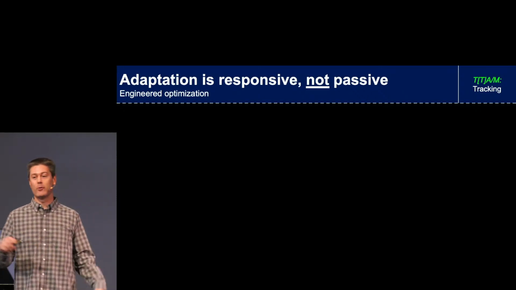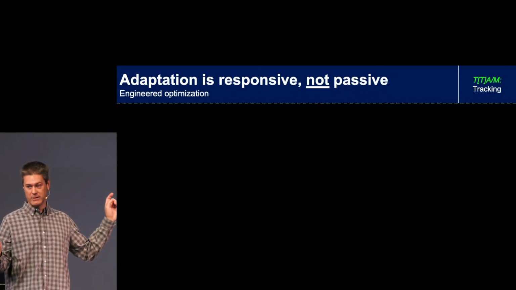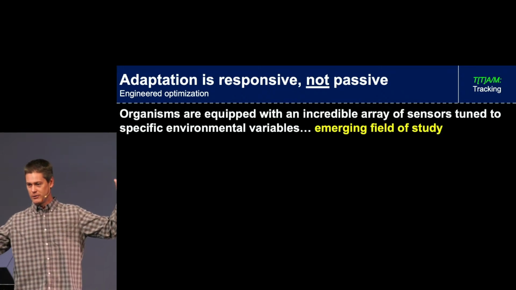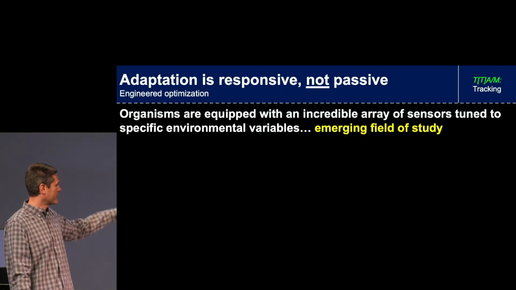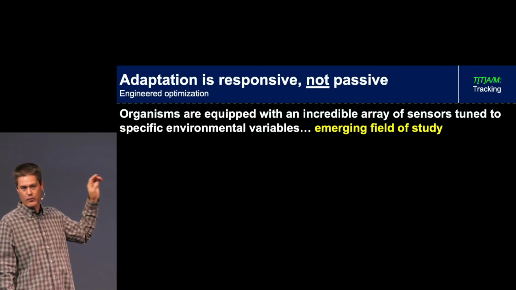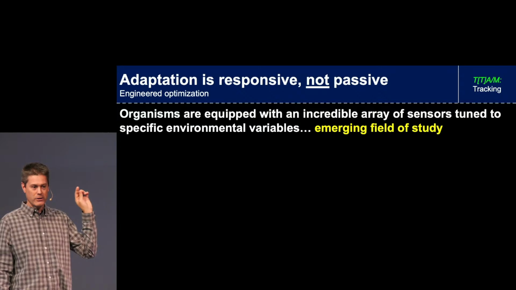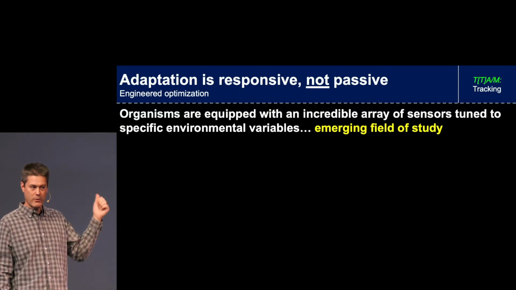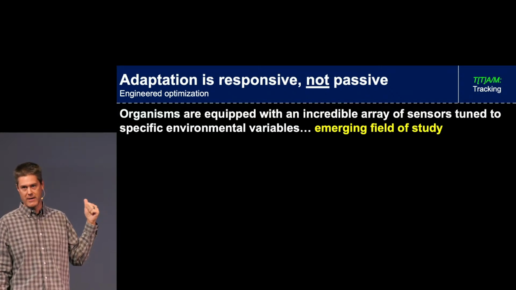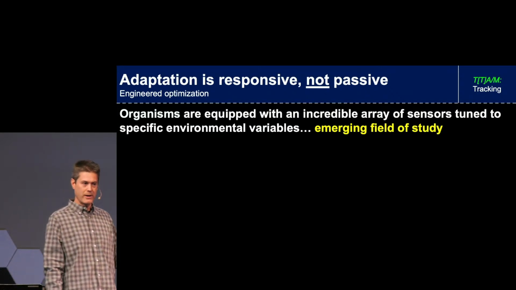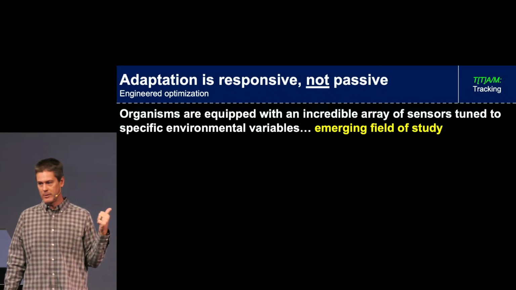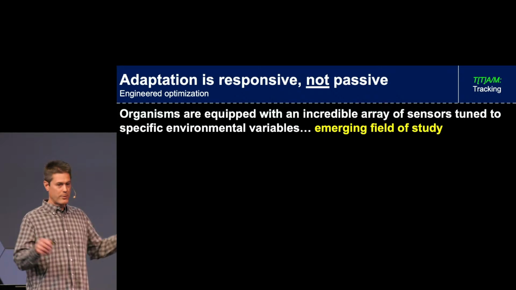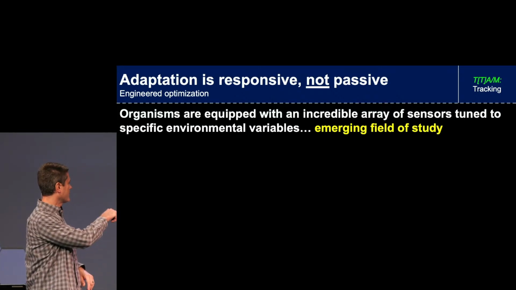Well, I wish I had a lot more time to go into detail on this in particular, but let's just take my word for it. You can do your research if you want as well. I'll give you a couple of examples, but organisms are equipped with an incredible array of sensors, and they're tuned to specific environmental variables. This is an emerging field of study. If you want some more information on this, there's a series of Acts and Facts articles by Dr. Randy Guliuzza called Engineered Adaptability. You can go look at those, and there's lots of other places to find it. But let me just give you a couple of examples.